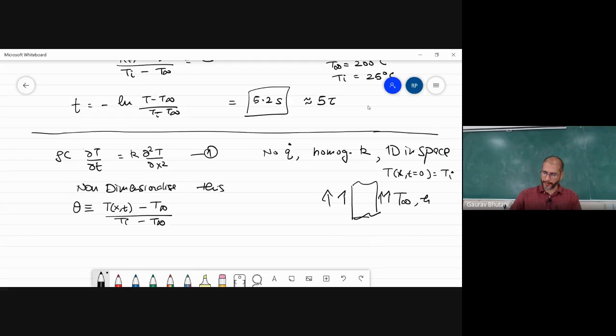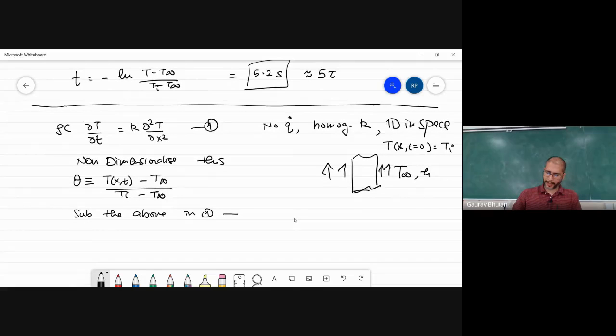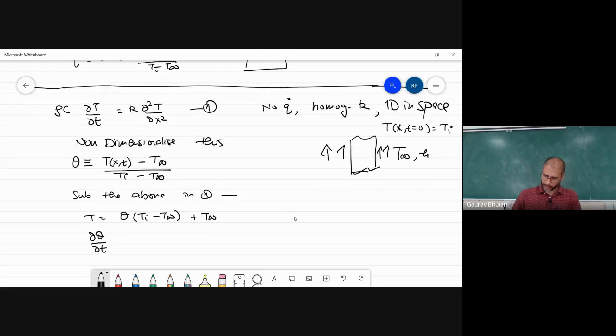So if we substitute that in my heat conduction equation, I can write K by rho C as alpha, if you remember, thermal diffusivity. My T can be written as theta times Ti minus T infinity plus T infinity. So I get del temperature by del time: del theta by del time times Ti minus T infinity is equal to alpha, where alpha is K by rho C, and then I have a second derivative of temperature with respect to x. So this becomes del 2 theta by del x squared, and then I have this whole thing multiplied by Ti minus T infinity.